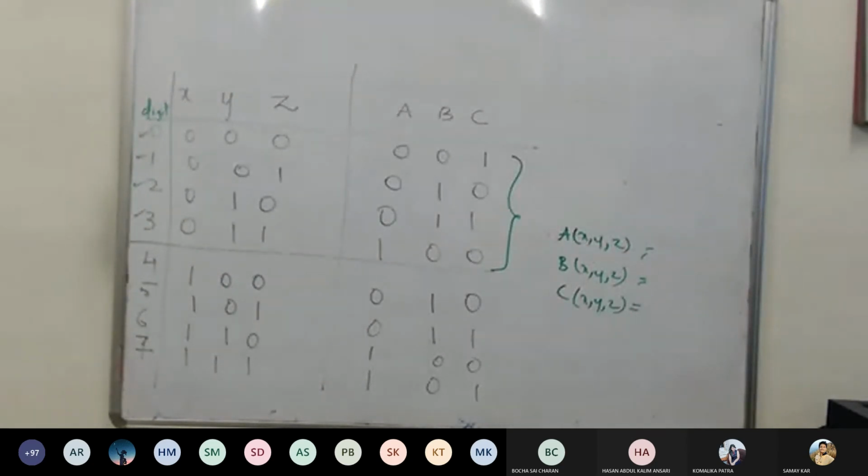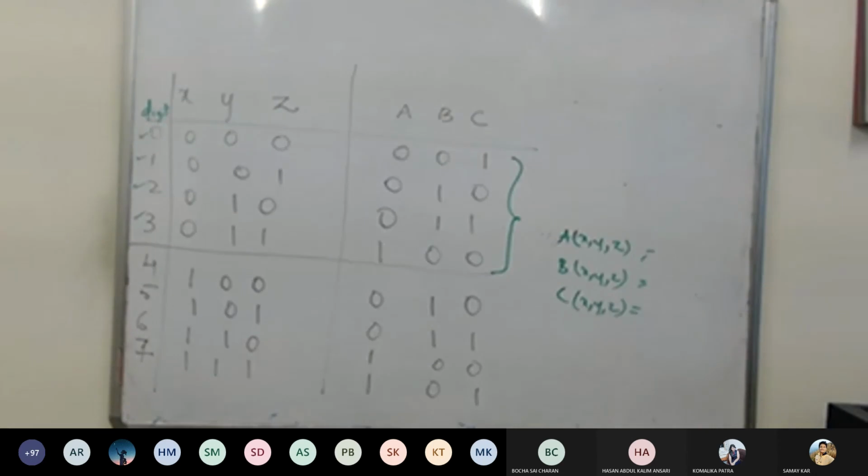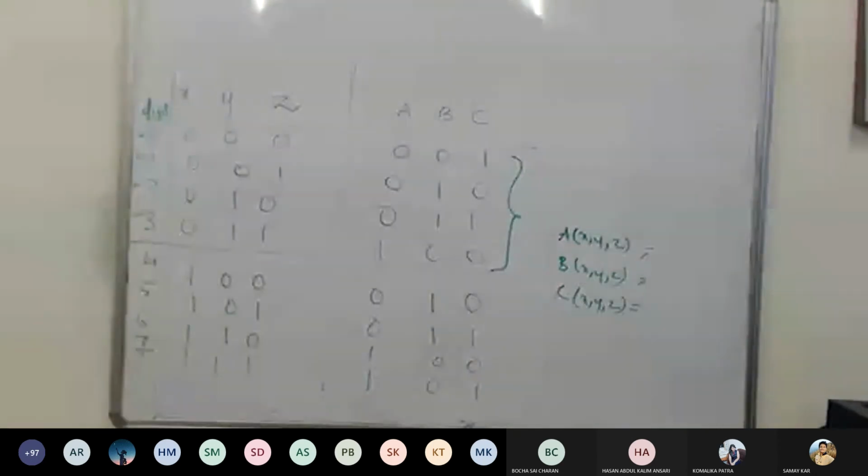The expression also. Where's the circuit? Vidya, where is the circuit? Yes, ma'am. Doing. So try to do the universal gates.